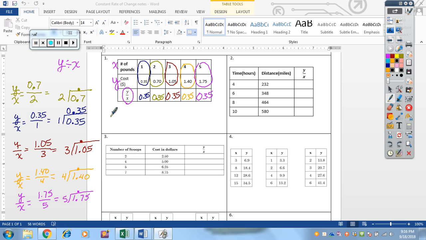So this is what you need to know. This number right here that never changes is 0.35. Yep, the constant is 0.35. Okay, not too bad.